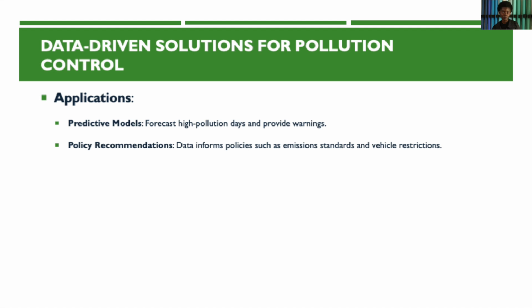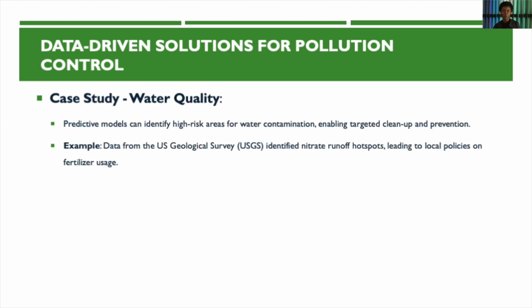For example, predictive models can forecast high pollution days, enabling authorities to issue warnings and take preventive measures. In water pollution control, data science can help identify contamination sources and track high-risk areas.